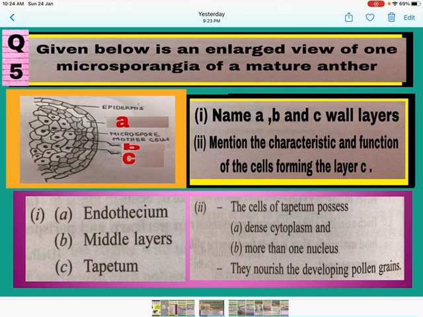Mention the characteristics and function of the cells forming the layer C. The cells of tapetum possess, see the characteristic feature of tapetum cells, dense cytoplasm, and more than one nucleus may be present, and they nourish the developing pollen grains.